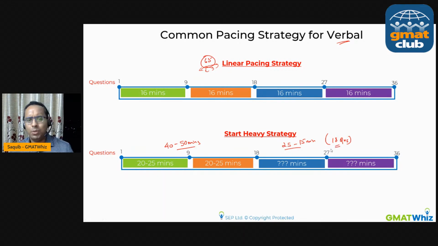Now, tell me, which of these two strategies make sense? I want your opinion on it. What do you think? Which of these two strategies are good? If you had to choose one, which one would you choose? Or would you not choose either of these two? And I want this session to be interactive. So there are no right and wrong answers here.